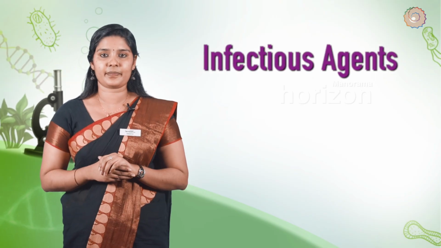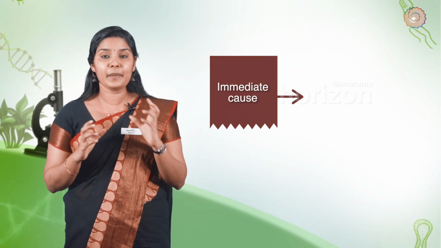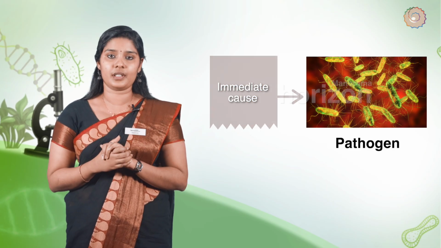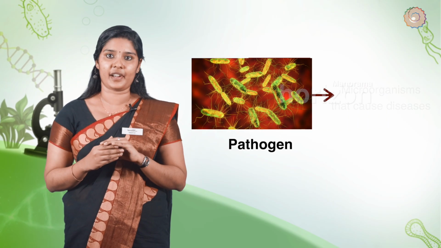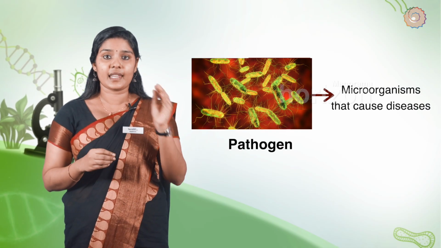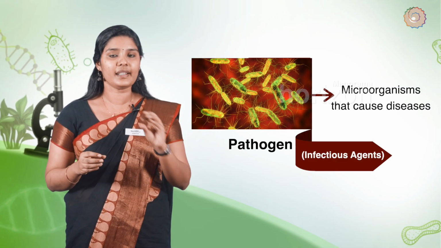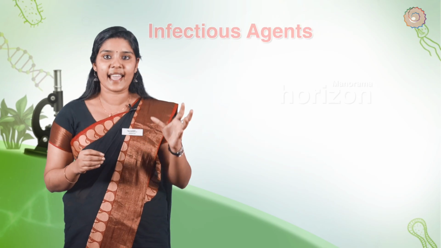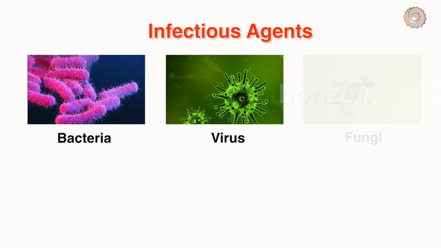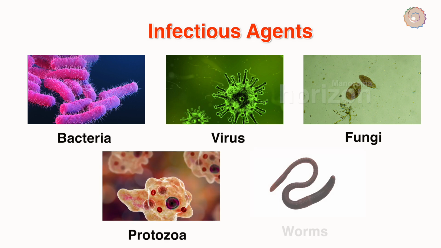Infectious agents. Most of the time, the immediate cause of a disease is infection by a pathogen. Pathogens are microorganisms that cause diseases. Such organisms that cause disease are also called infectious agents. They can be classified into bacteria, viruses, fungi, protozoans and worms.